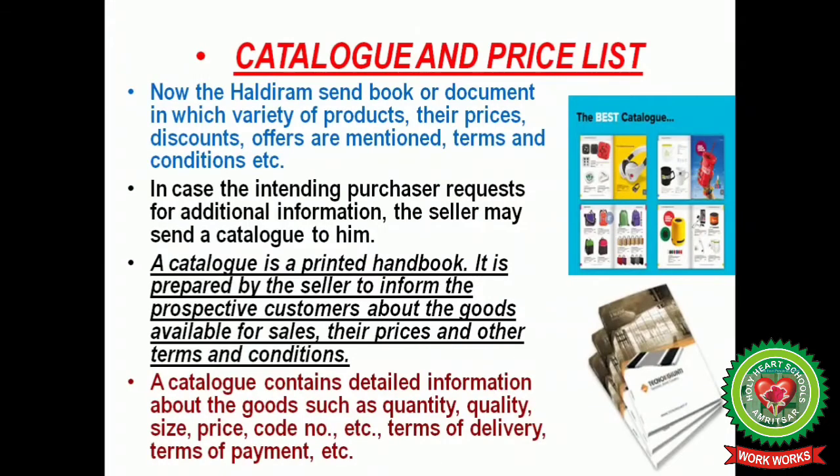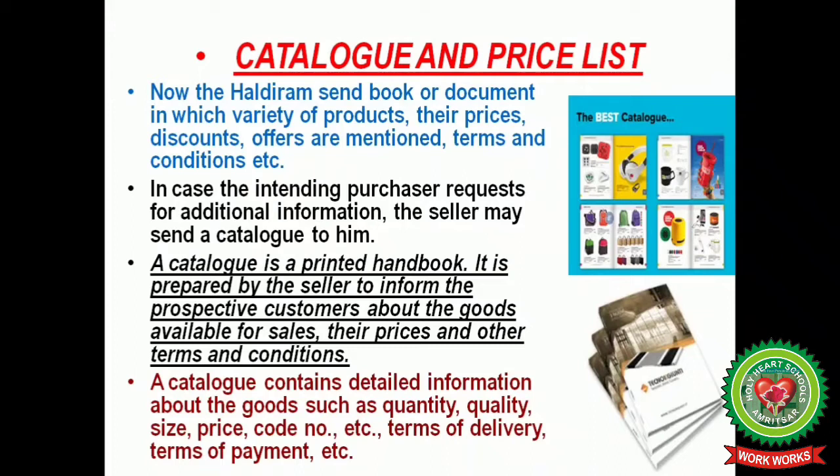So the next one is catalog and price list. The third document that is needed is the catalog. We will again continue the same example. Now Haldiram sends a book or document in which the variety of products, their prices, and discounts and offers are mentioned with terms and conditions. That is called a catalog and price list.